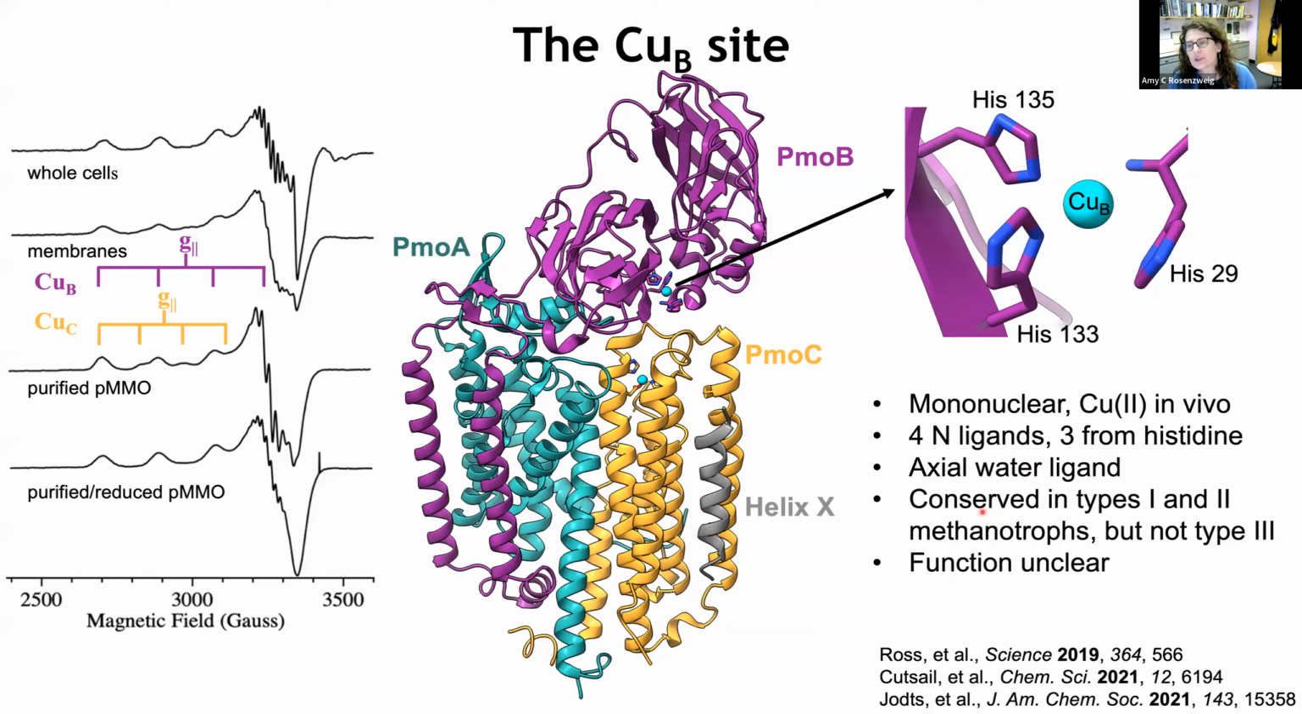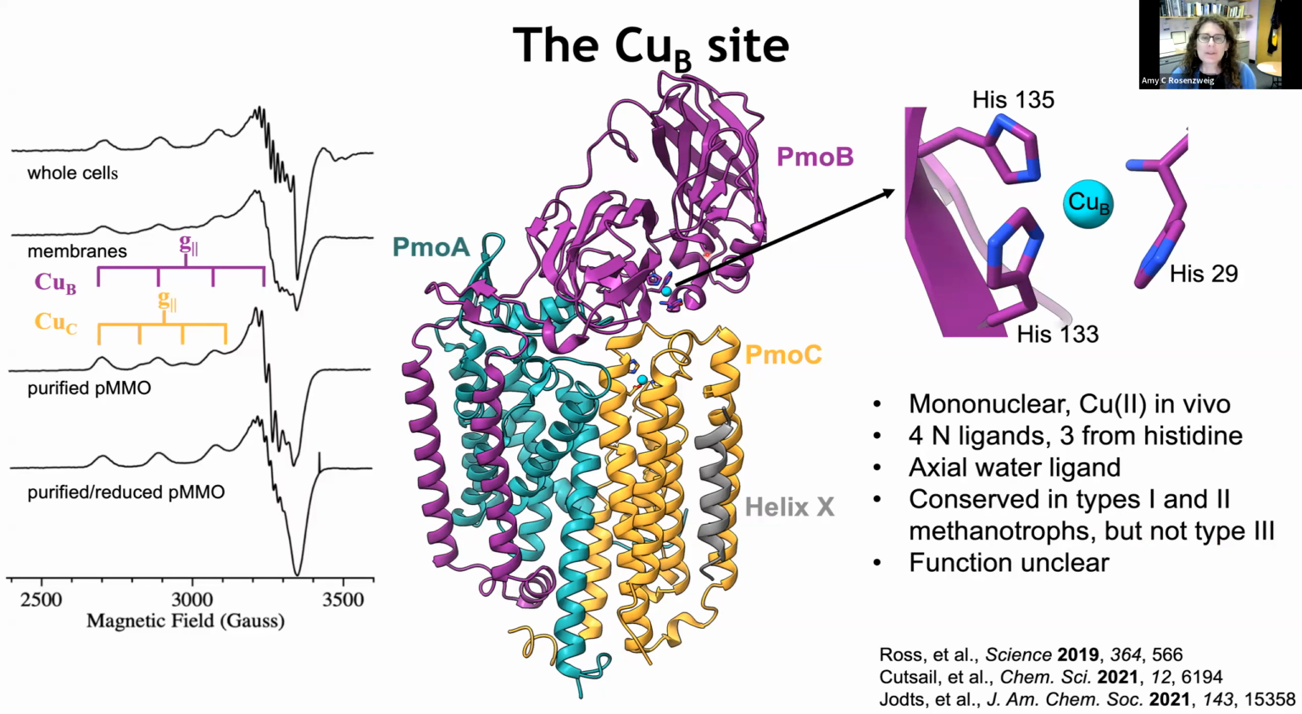Now, this site is conserved in the PMOB subunits from the types 1 and 2 methanotrophs, but not the type 3s, which are those unusual ones that grow at high temperature and low pH. Because it's not conserved in one of the types of methanotrophs, we think that it's unlikely to be the active site. Moreover, as we've done more and more spectroscopy on it, it's quite clear that it's always copper 2 and it's coordinatively saturated, which is kind of not consistent with having to bind and activate dioxygen for the monooxygenase reaction.